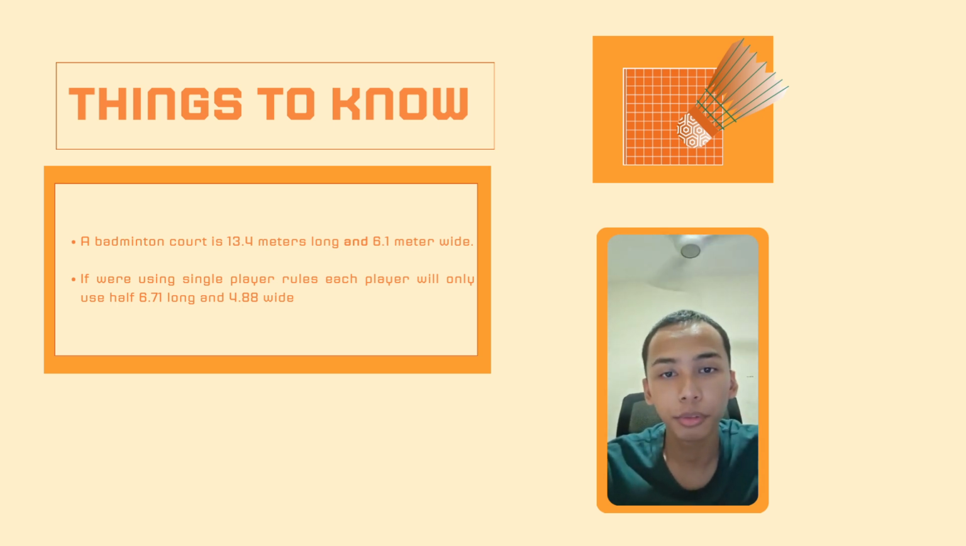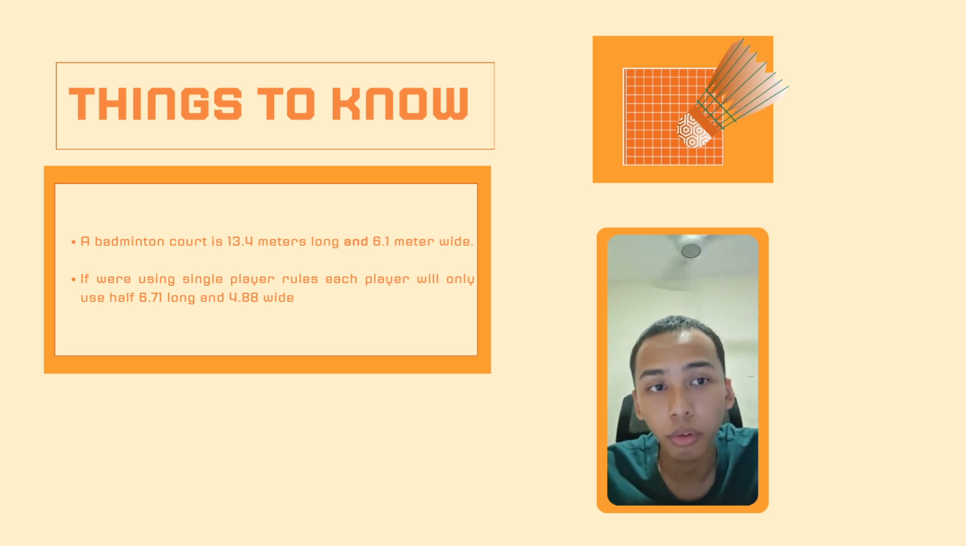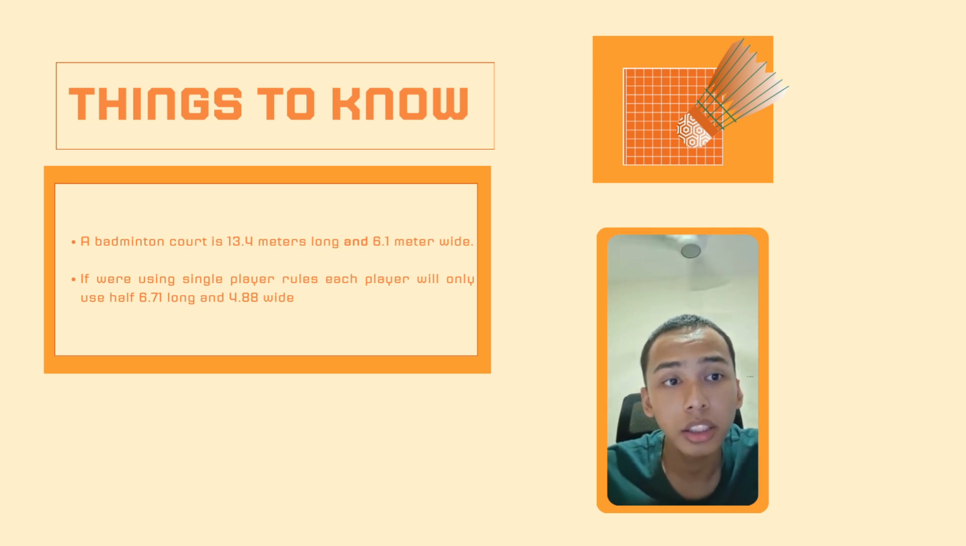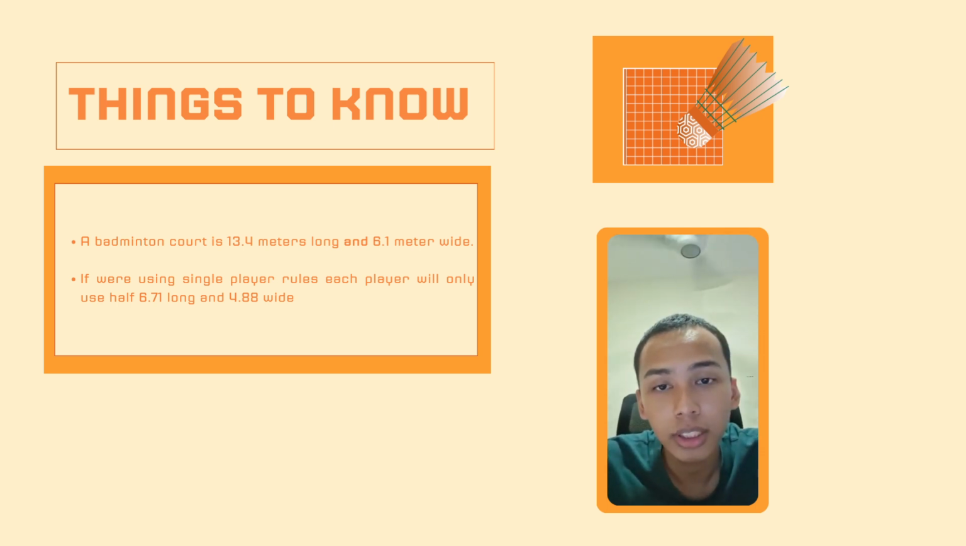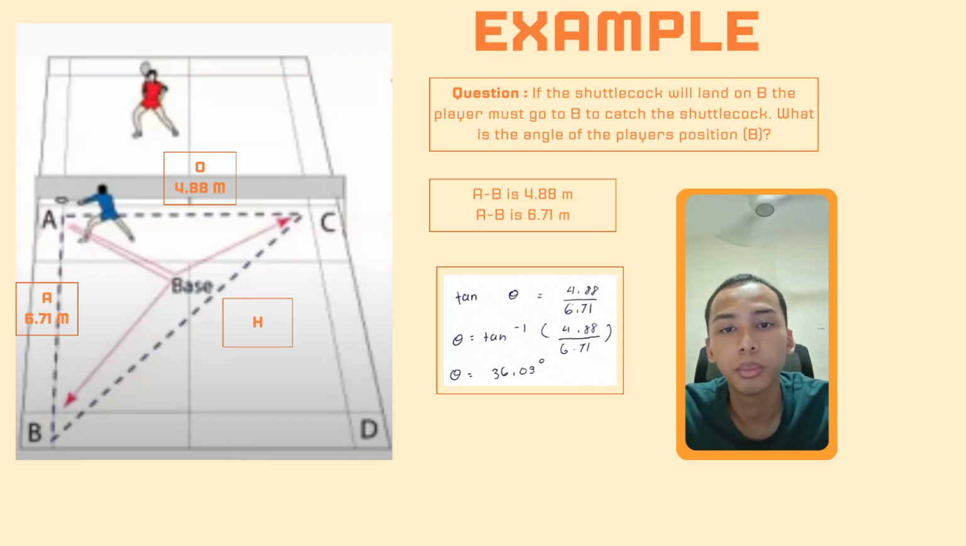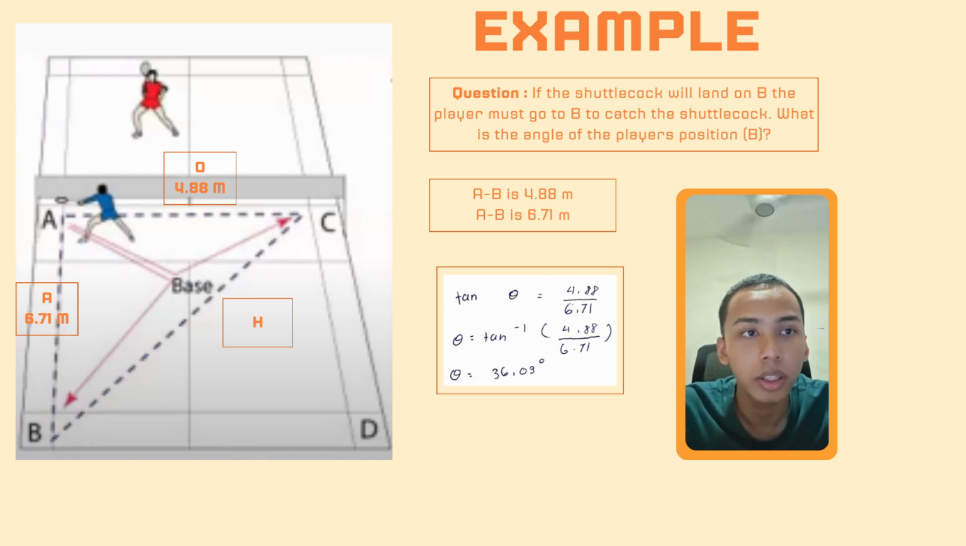Here are things to know before we start with the question. A badminton court is 13.4 meters long and 6.1 meters wide. If we're using single player rules, each player will only use half of the court, which is 6.71 meters long and 4.88 meters wide. We'll move on to the question itself, and we have a diagram over here.